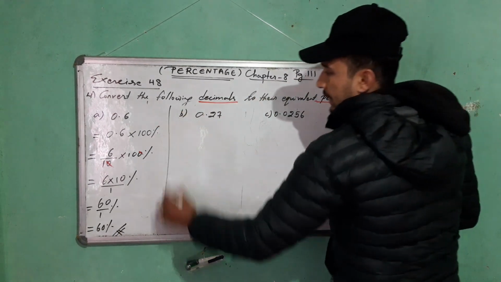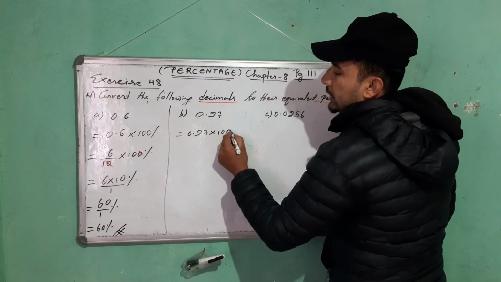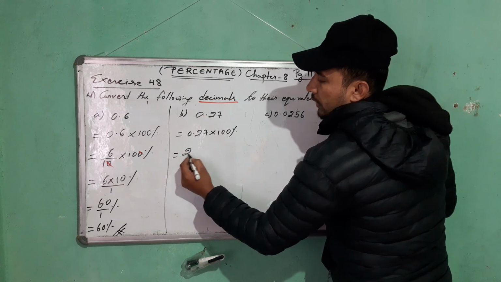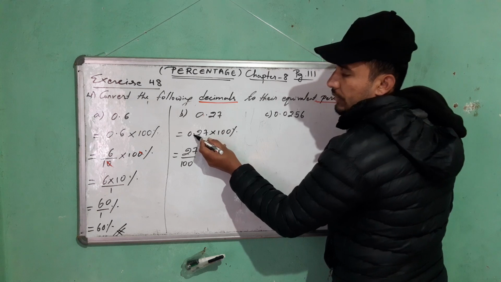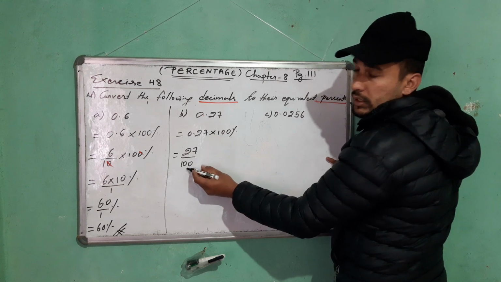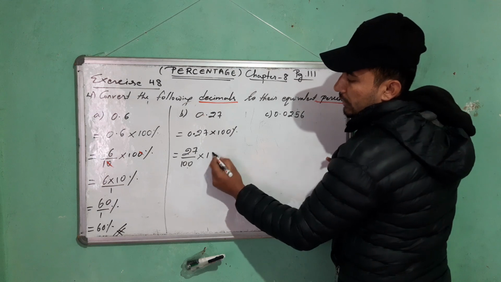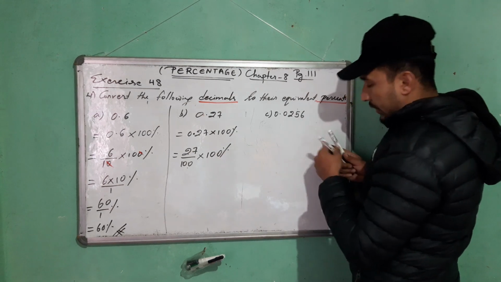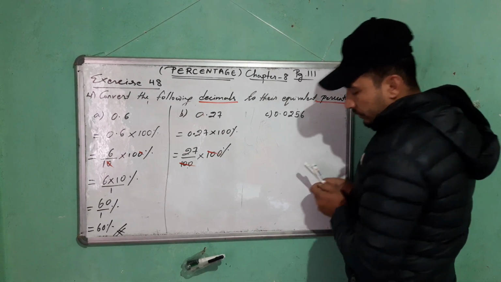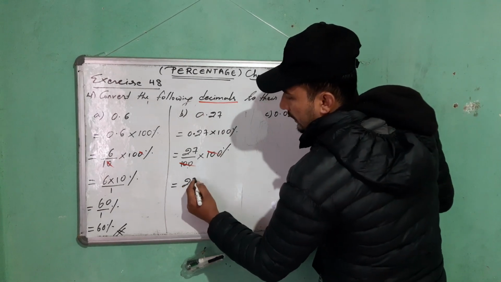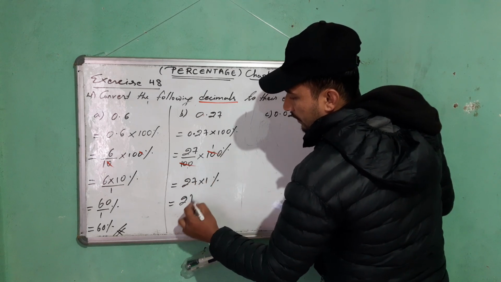Similarly for this, it will be 0.27 into 100%. So it will be 27 upon 100. Since this decimal is in the hundreds place, 100 goes in the denominator while removing this decimal, into this 100% as it is. So 100 and 100 you can cancel. So it will be 27 upon 1%. So that is 27%.